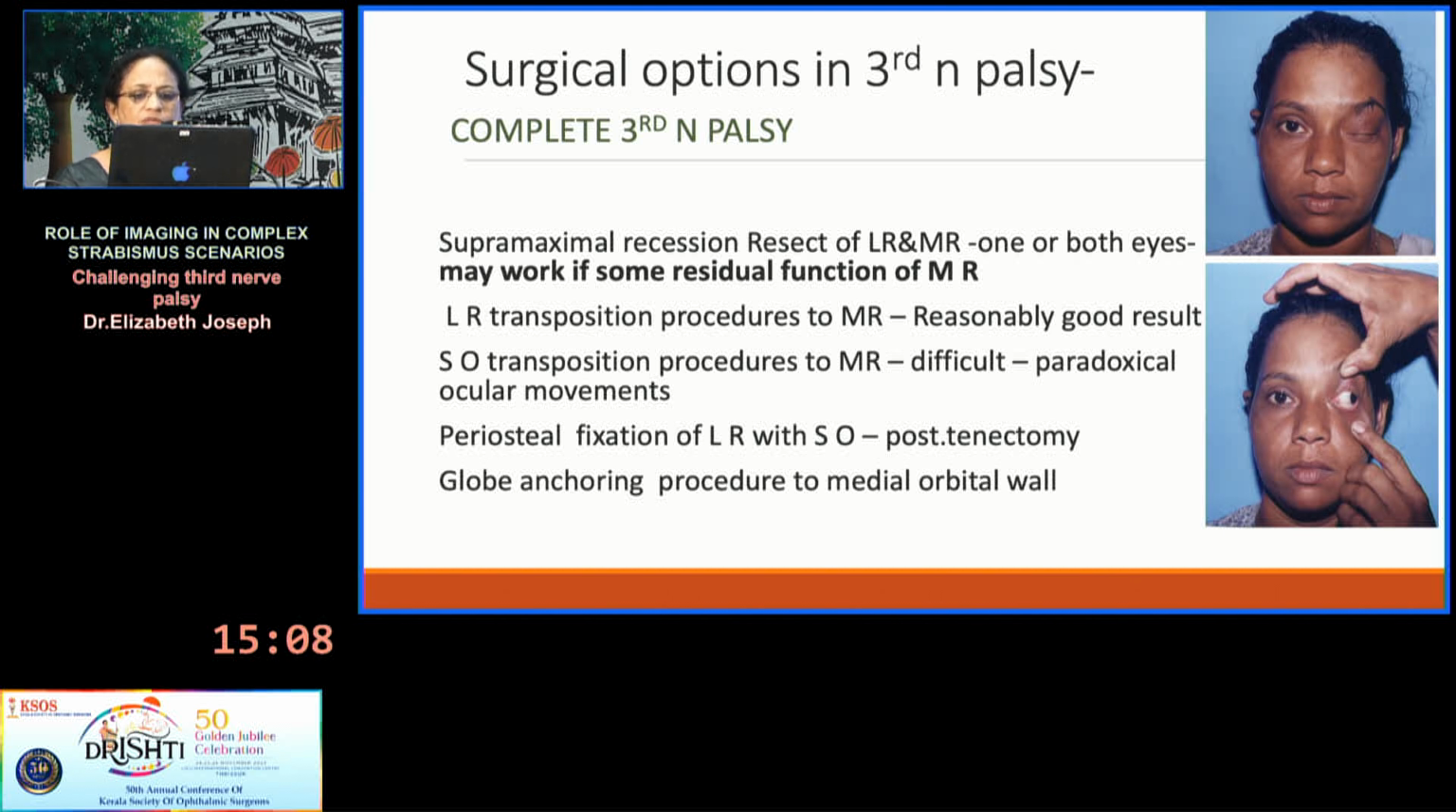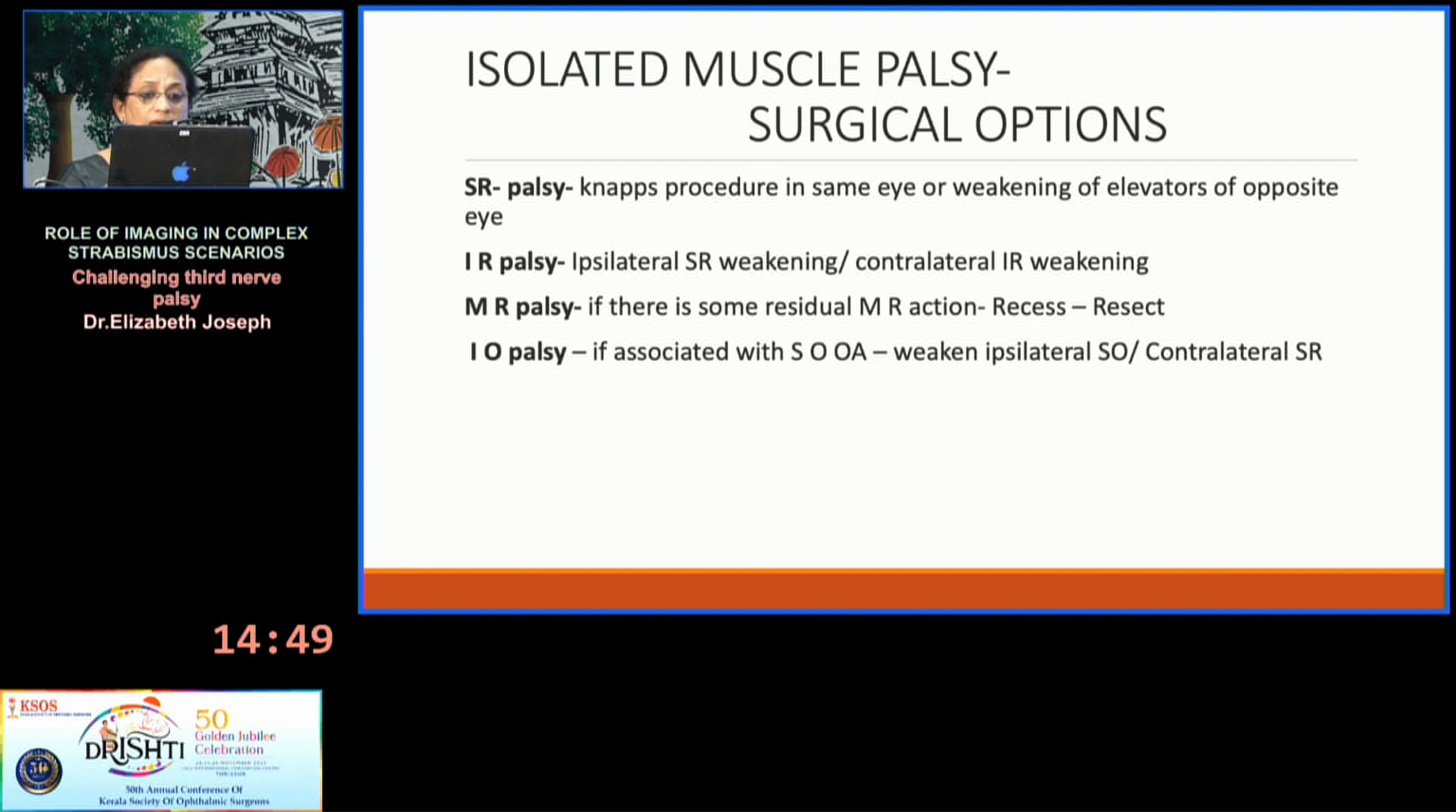LR transposition to the medial rectus is now advocated with a fairly good result, but that again is a difficult procedure. Periosteal fixation to the lateral rectus, globe anchoring procedures, these are all done with more ease and a good prognosis. In isolated palsies, things are easier.